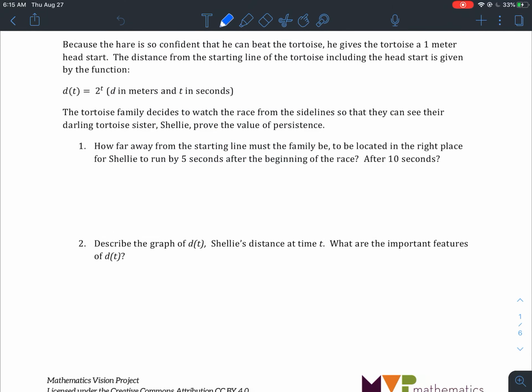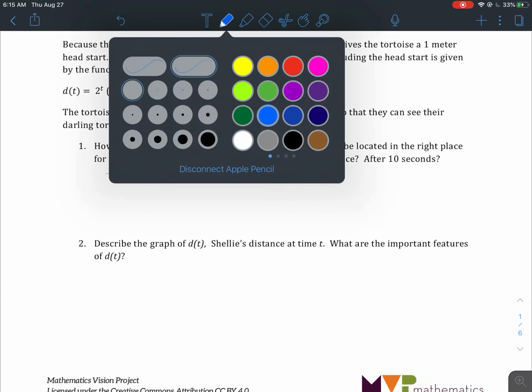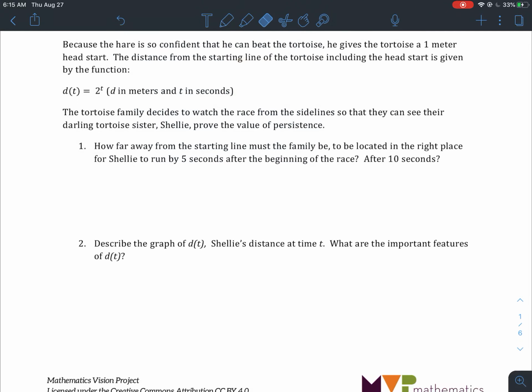So number 1 says, how far away from the starting line must the family be to be located in the right place for Shelley to run by 5 seconds after the beginning of the race? So 5 seconds is going to be when t is equal to 5. So we need to find what d of 5 is. And that's going to be 2 to the 5th power. So our distance is going to be 32 meters.